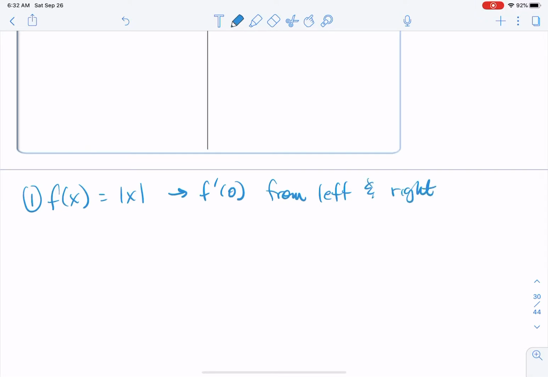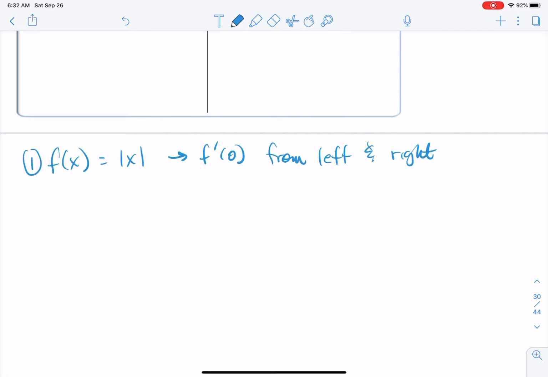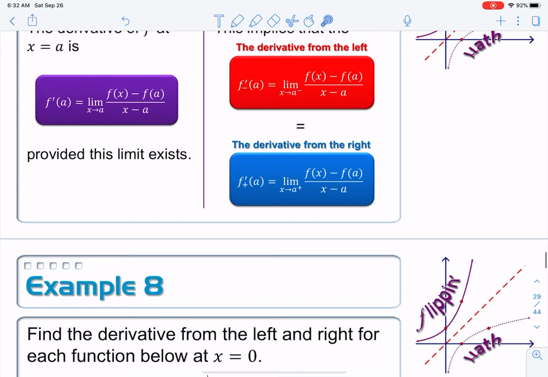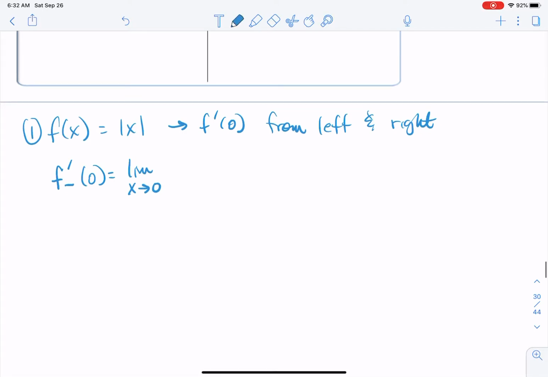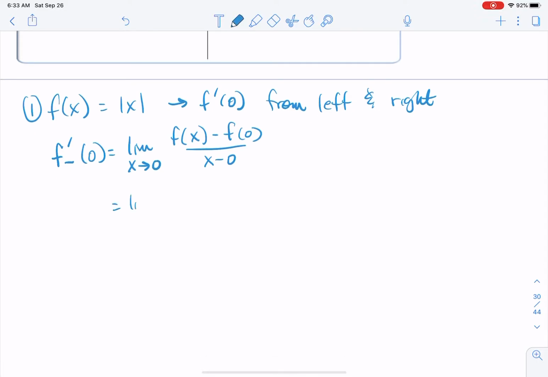Okay, so on the left-hand side, this is the way I write it: f prime from the left of 0 is equal to the limit as x approaches 0. Remember, in this little definition, 0 is our a value. And now do our little difference quotient: f of x minus f of 0 over x minus 0. Then just plug stuff into our function. When I plug 0 in there, it's 0, and that doesn't contribute anything. So when I simplify it, I get the absolute value of x.